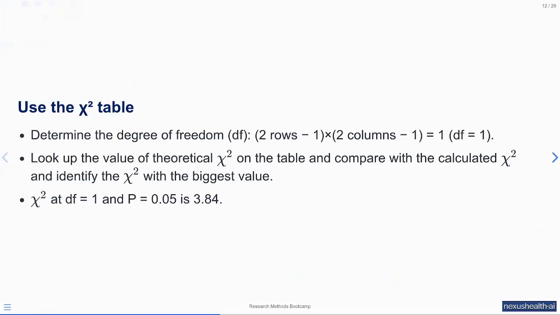Now the chi-square value or critical value at degree of freedom equals 1 and a p of 0.05 is 3.84. So let's think about it. We calculated our chi-square statistic of 4.55 and we have the critical value at degrees of freedom 1 and p equals 0.05 of 3.84.